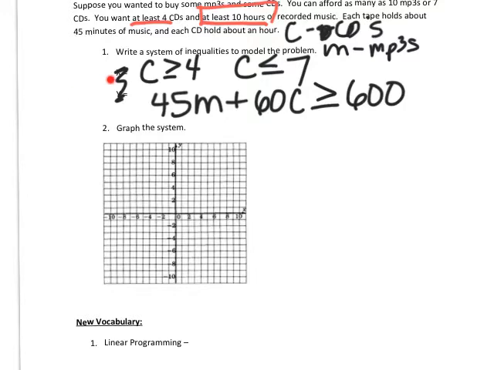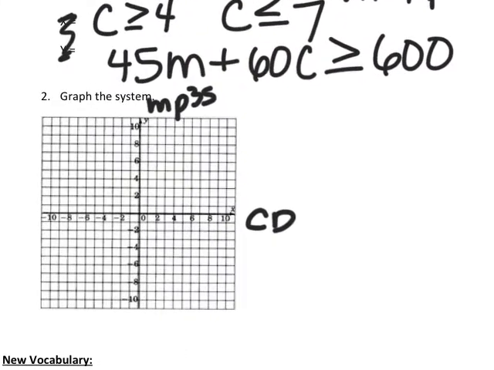Okay, so let's graph our CD ranges first. I'm going to go ahead and label my axes, and I'm going to make the x-axis my CDs and the y-axis my MP3s. You could certainly switch it around. It doesn't really matter as long as you keep it consistent. Okay, so I know that my CDs have to be at least 4 and at most 7. That means they have to be at least 4, and that's going to be a solid line, and at most 7. And that's going to be everything within this range. Okay?